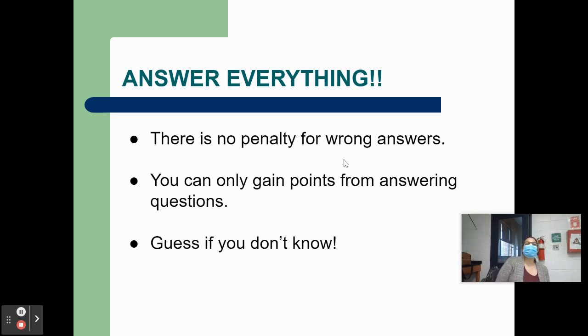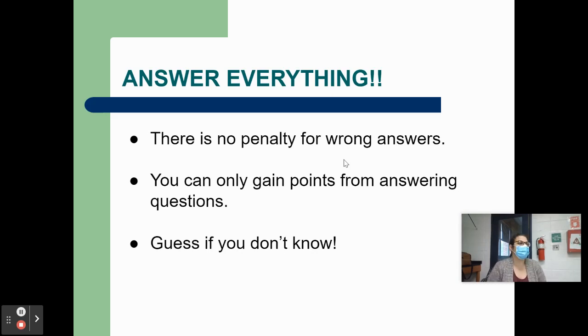And here's the other thing, on every single part of the AP exam, there's no penalty for wrong answers. Answer everything, guess. You have 10 minutes left and 25 questions, which I hope doesn't happen to anyone. Fill them all in. Do a straight shot A, straight shot B, straight shot C, do random ones. I don't care. Fill them in. Okay. You can only gain points from answering questions.